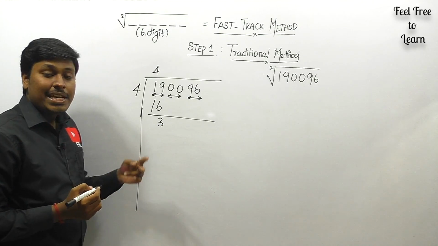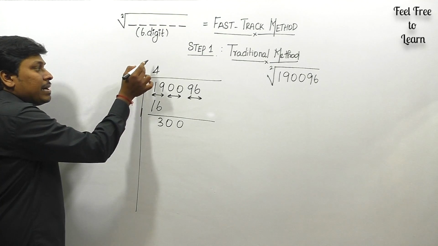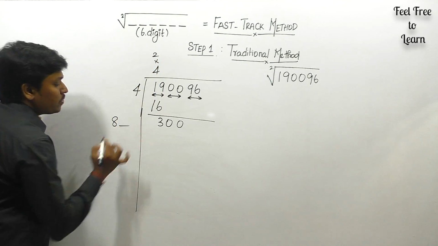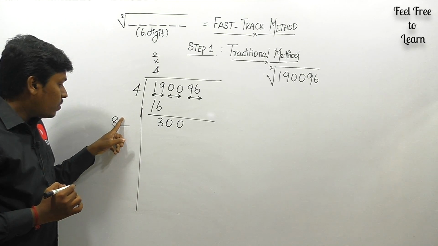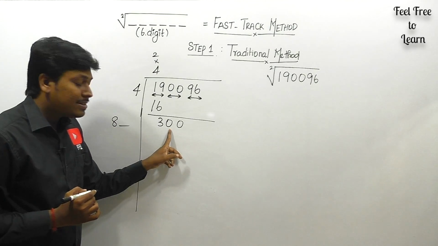So next step is we need to bring the second 2-digit. Second 2-digit will be 0, 0. And then we need to multiply this by 2. So 4 into 2 will be 8. So friends, if I am going to put 1 here, then definitely you need to multiply the complete number by 1. So if you are going to place 2 here, you need to completely multiply this number by 2. And here it is 300, right?